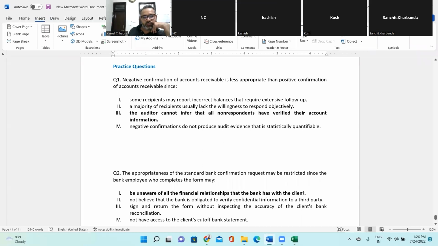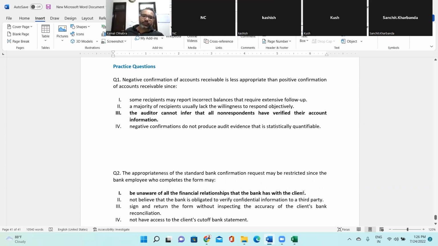What I'm trying to say is the point says the auditor cannot infer that all the non-respondents have verified their account information. It's not clear to me. Sorry, let me think it through. I know. So it says the auditor cannot infer that all non-respondents have verified their account information.